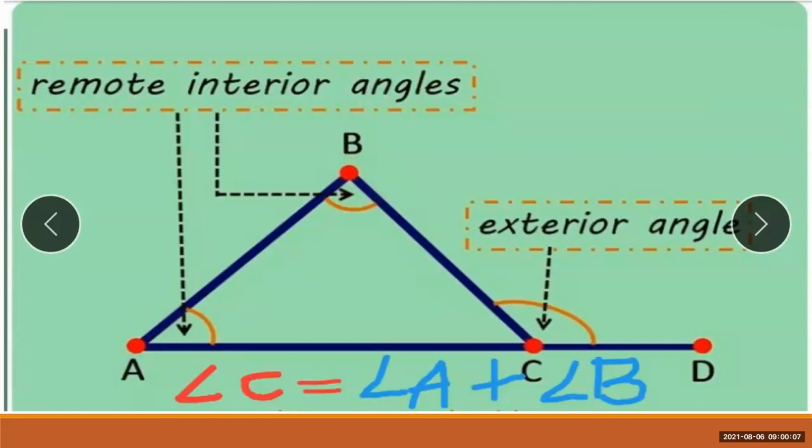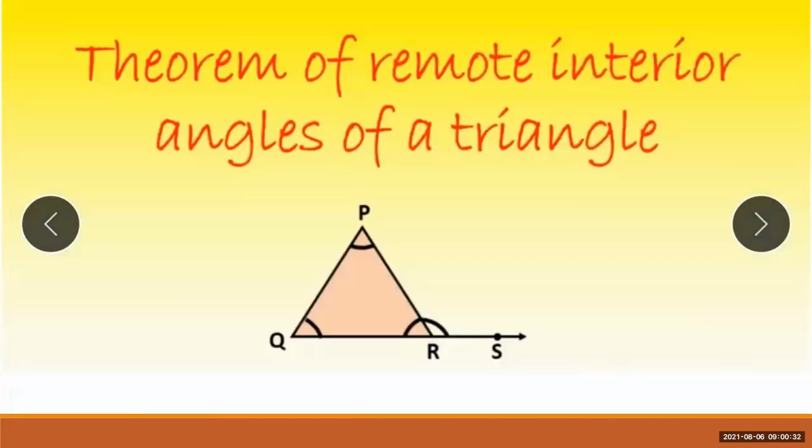So in short, I wrote here that angle C, this is the exterior angle. Okay, angle C, this one, equal to angle A plus angle B. So this is the property and we have to prove it. Okay, so the first theorem of this lesson that is given here, theorem of remote interior angles of a triangle.